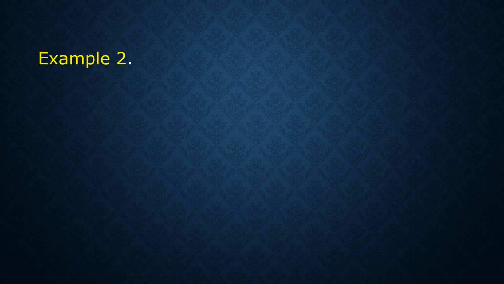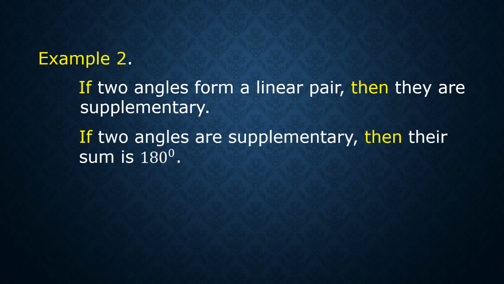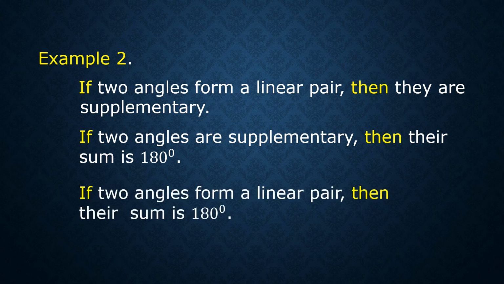Example number 2. Statement number 1: If two angles form a linear pair, then they are supplementary. Statement number 2: If two angles are supplementary, then their sum is 180 degrees. Statement number 3: If two angles form a linear pair, then their sum is 180 degrees.